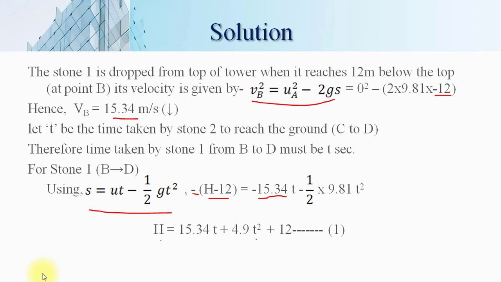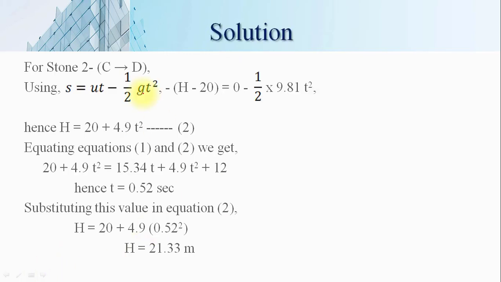Let us go to the second part of this solution. Now for the second stone, the motion is from C to D. So for C to D, again the same equation is considered, but here s has become h minus 20, again with the minus sign. u is again 0, minus half into 9.81 t square. So this equation becomes h is equal to 20 plus 4.9 t square. This is the second equation. In this equation also there are two unknowns, h and t.